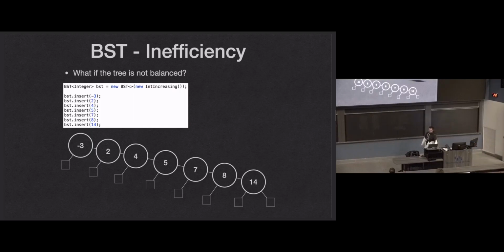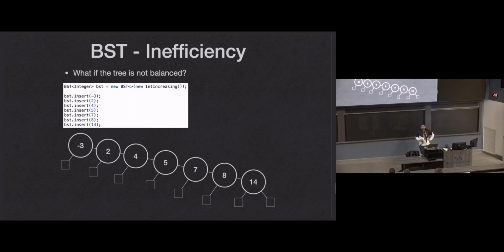Our implementation is actually an O of n implementation, because the worst case, we're going to get this. If we insert the values in sorted order already, we're going to insert -3, that's going to be the root. We're going to insert 2, our comparator says go to the right. We're going to insert 4, our comparator says go to the right. We reach null and insert there. 5, right, null, insert. 7, right. All the way to 14, it's going all the way to the right.